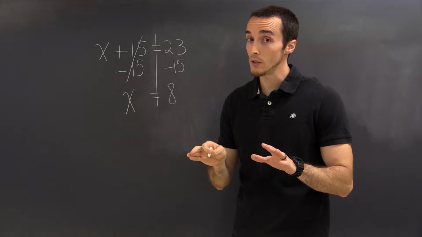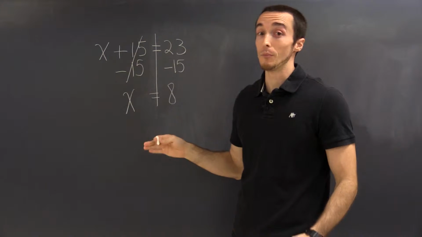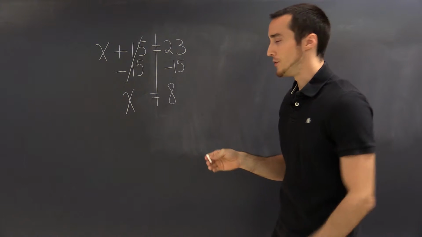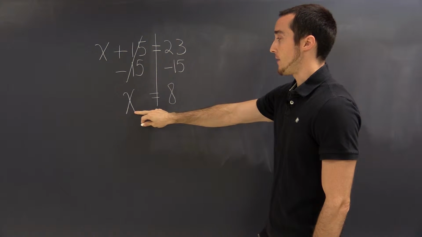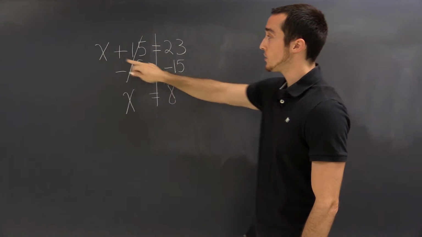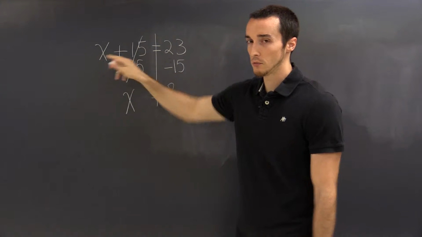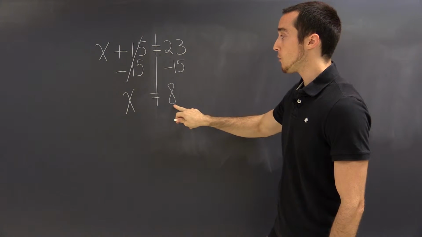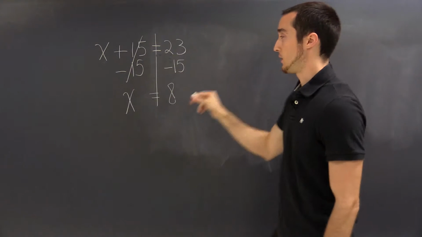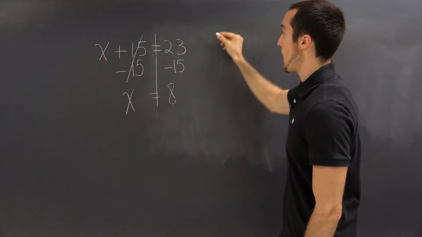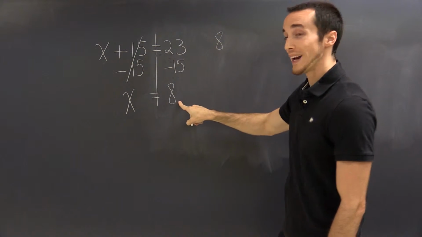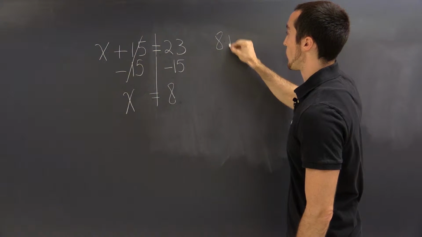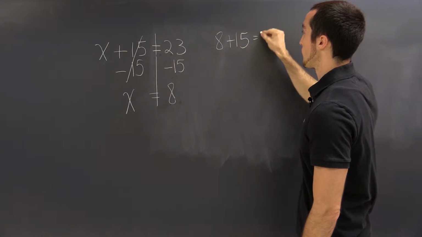Now, one thing that you might want to do is check yourself before you wreck yourself. You better check yourself or you wreck yourself. Here's how you're going to do that. We're going to see if x really does equal 8 by substituting it into the original equation. Here's what it should look like. Instead of x plus 15 equals 23, I want to see if 8 plus 15 really does equal 23. So here, instead of x, I'm going to substitute in what I think x equals, which is 8, and then I'm going to copy down the rest of the problem exactly how it was.